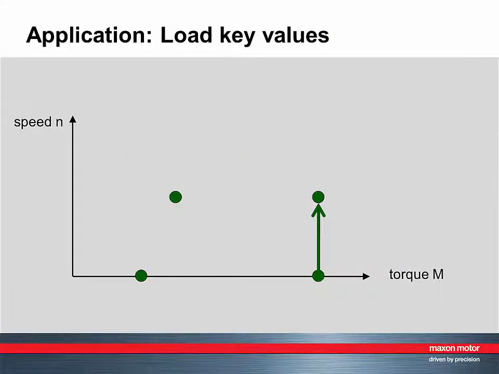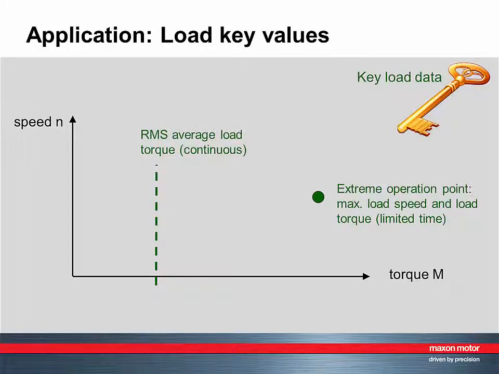Next, we look at torque. Essentially, all the operation points can be condensed and summed up in a few key values. One of them is the average load torque, or root mean square load torque. Another one is the extreme operation point. That's usually at the end of acceleration where we have the highest torque and the maximum speed. And of course, another important key value is the time needed to do this acceleration, or the time needed to run the motor at this very high torque.